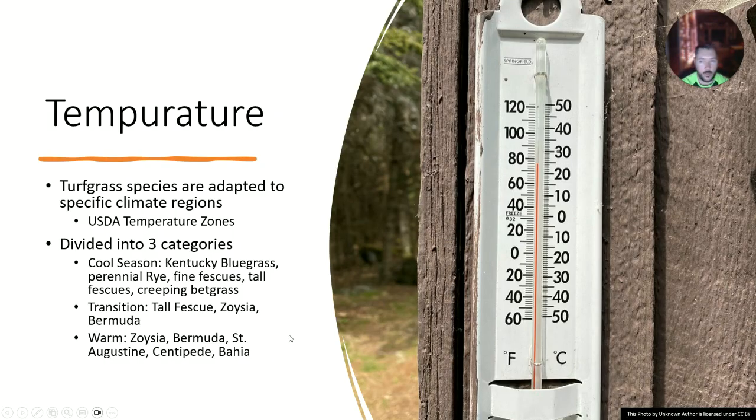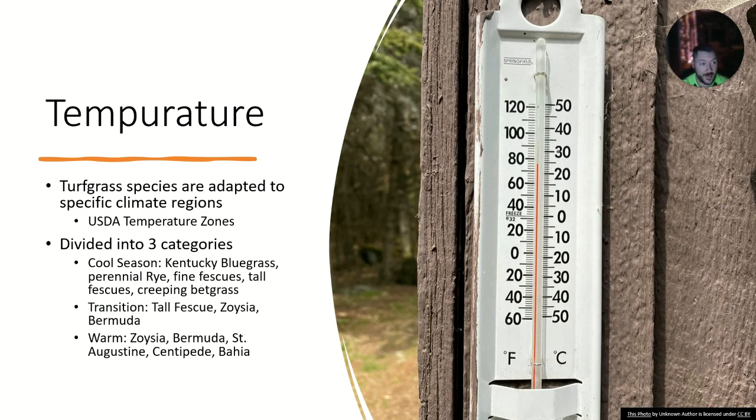So temperature is another one of those vital things that we need. Turfgrass species are adapted to specific climate regions, right? And you can check out what zone you're in using the USDA temperature zones. But grasses are mainly divided into three categories. Cool season, which is what Michigan is, where we have Kentucky bluegrass, perennial ryegrass, fine fescues, tall fescues, creeping bentgrass.